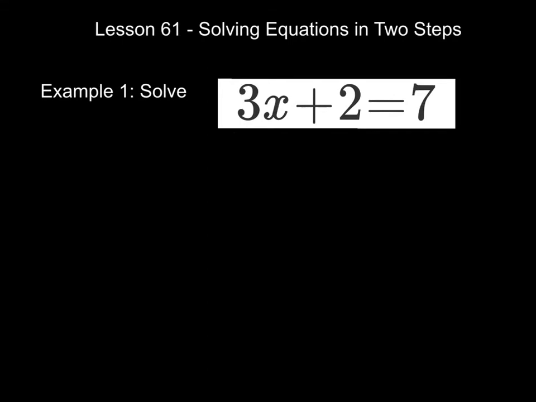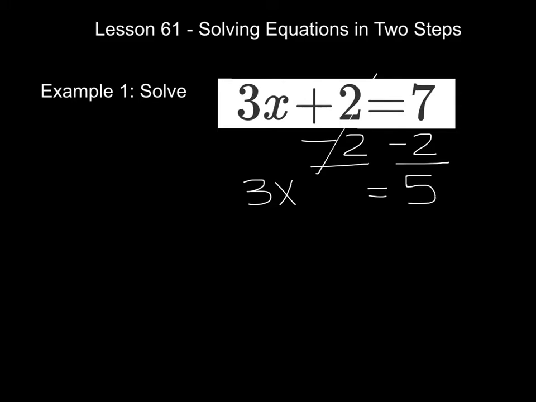So the first thing that we need to do is look at what is happening between the x and the 2. Right now we can see that they are being added. So in order to get rid of the 2, we will subtract 2 on both sides. When we do that, it completely eliminates the 2 on the left-hand side, leaving just the 3x. On the right-hand side, we have 7 minus 2, which is 5.